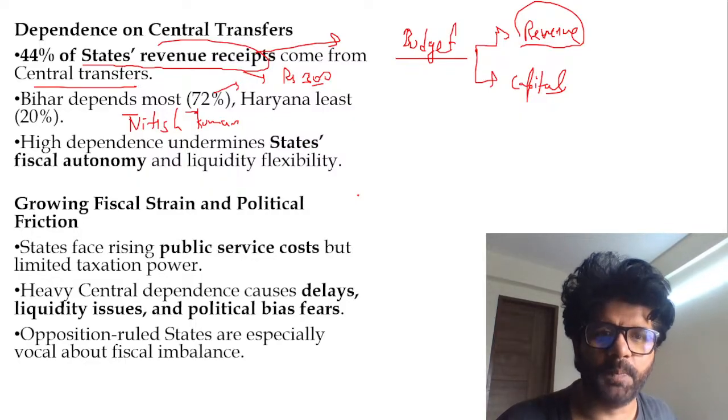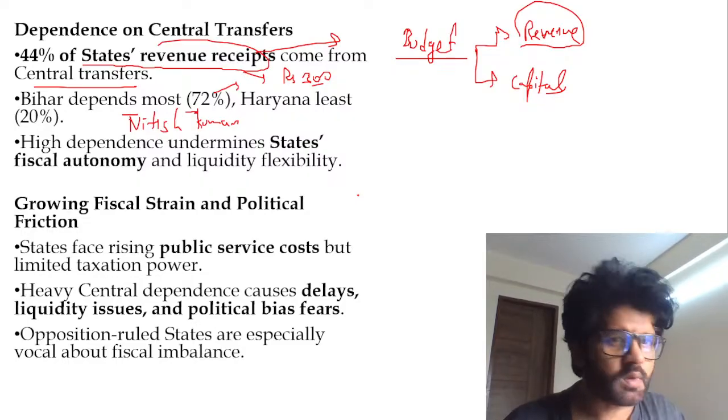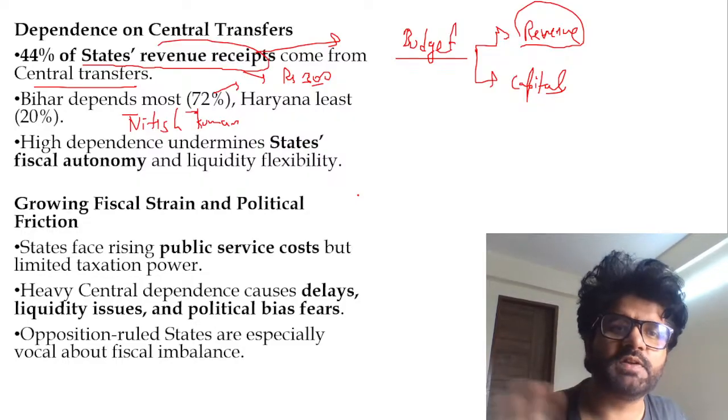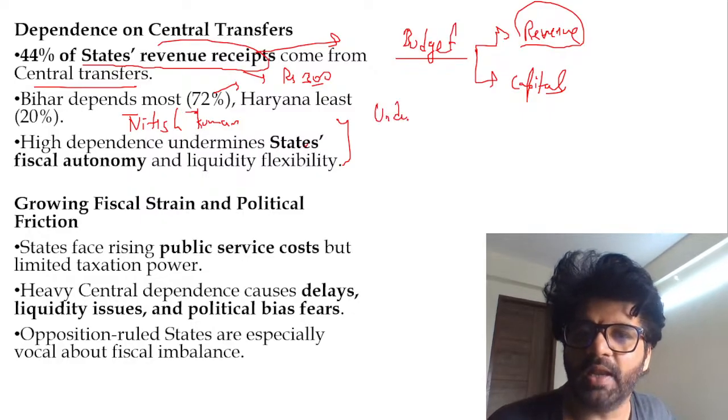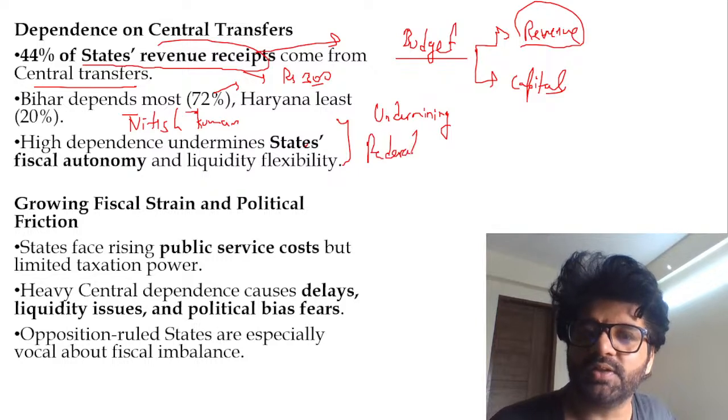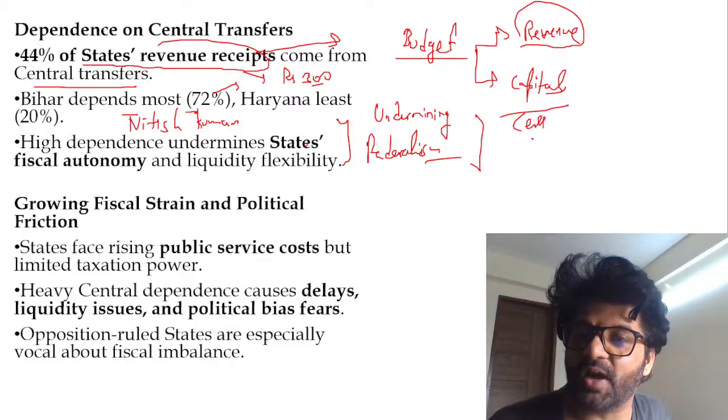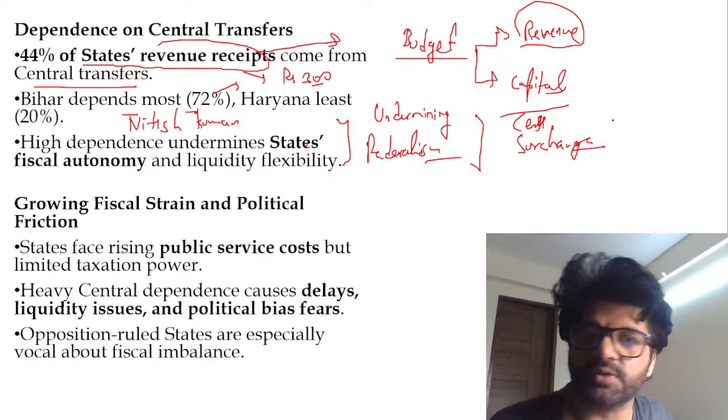And all these things, a big chunk of money with the center, less taxation power with the state, is creating what? It is undermining federalism. Anyway, India is a federal state with a strong unitary bias. And when you're taking away the states' taxation power, you're not even giving them cess and surcharge, you are undermining progressive states in Finance Commission recommendations.